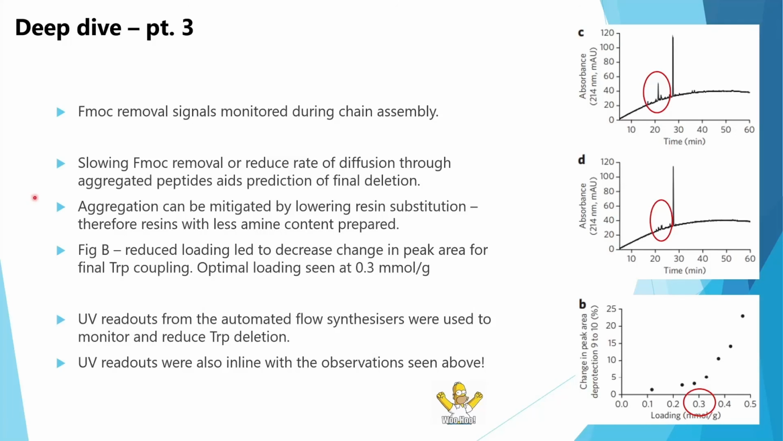This was done by lowering resin substitution, where resins with less amine content were prepared. Figure B showed that decreased loading led to decrease in peak area change for the final tryptophan coupling, where optimal loading was seen at 0.3 millimoles per gram. Now this was good, as it meant that lowering the peak area shown here is attributed to the less unwanted byproducts.